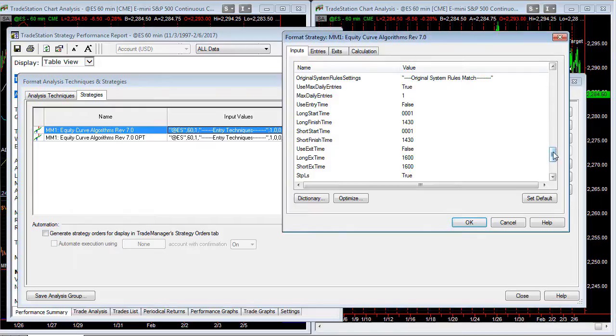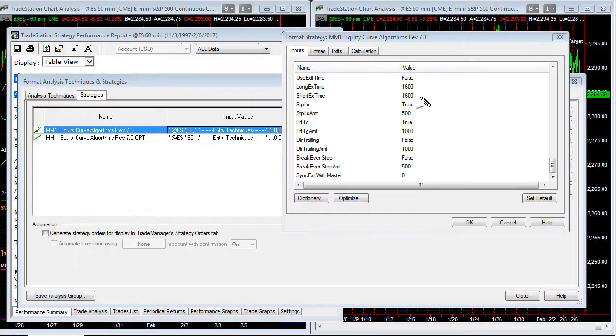In the next set of parameters, we go over the additional exits. Here you see the stop loss. If you set it to true, then the stop loss number is affected, and that's per contract. If you set this to false, then this number will not matter. It will not use this number. Same with profit target. If it's true, this will be the profit target amount. You can add a dollar trailing. If that's false, then dollar trailing is not effective. If it's true, this dollar trailing amount is effective. Break even stop. If it's true, then it's effective. If it's false, it's not effective. And if it's true, this is the amount that it will use.